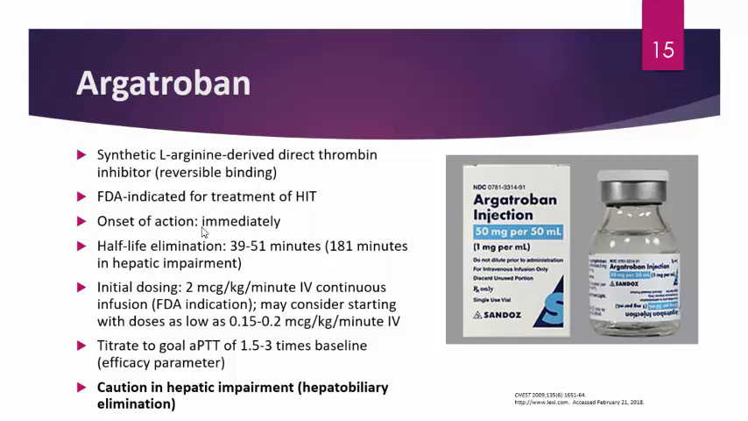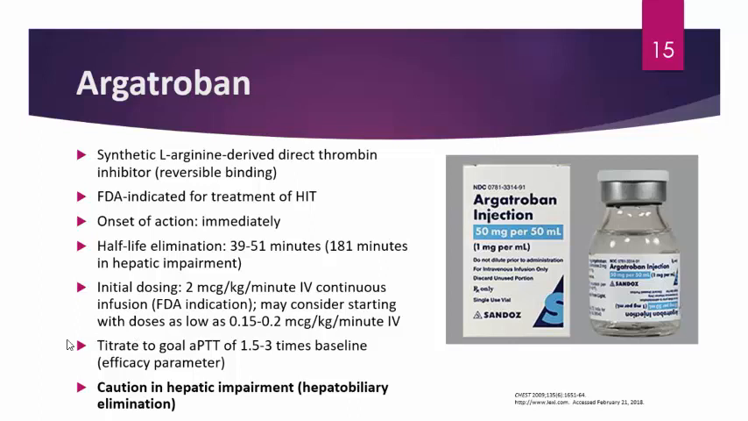Its onset of action is immediate, and its half-life elimination is about 39 to 51 minutes, though in hepatic impairment it's 181 minutes because this drug is eliminated hepatically. For initial dosing, the FDA indication says that you can start it at 2 mcg/kg/min. However, you may actually consider starting it at a lower dose because some patients may be over-anticoagulated at this dose.